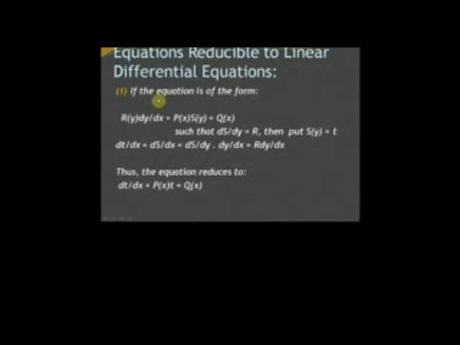So the first is, if the equation is of the form r of y into dy by dx plus p of x into s of y equal to q of x. Now we see that this part is a function of y, this is a function of x, this is a function of y, this is a function of x again. If we have this equation in such a way that ds by dy is equal to r, here s is a function of y. So if we differentiate s with respect to y, we get the function r, which is the coefficient of dy by dx.